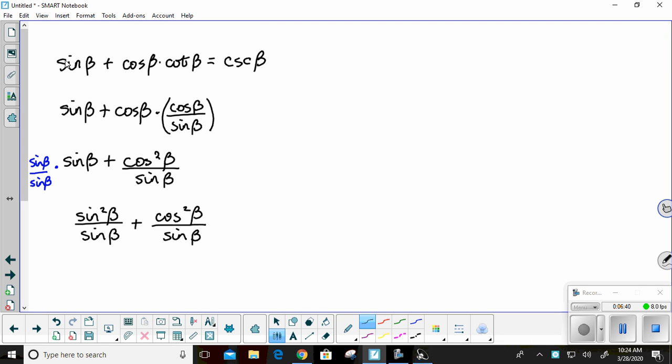Okay, now since they have common denominators, then I can combine them into one fraction. So this is sine squared beta plus cosine squared beta all over sine beta. And again, you gotta love the dead spots on my board, but you get the idea here.